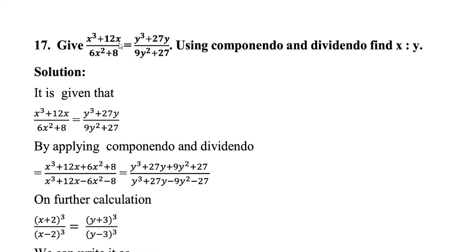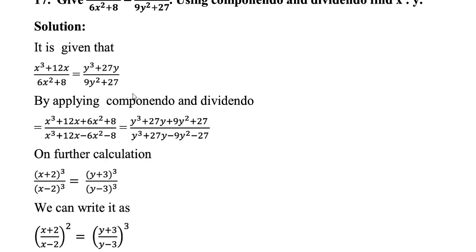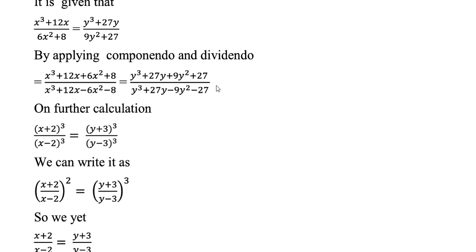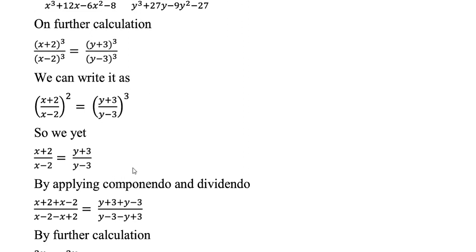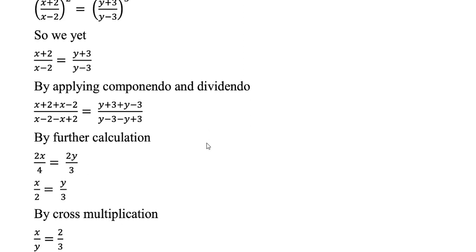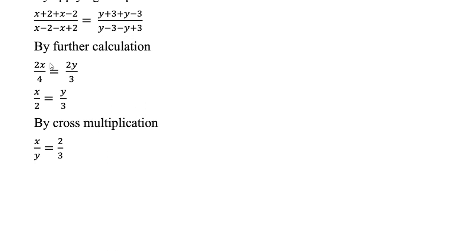Given x cube plus 12x divided by 6x square plus 8 is equal to y cube plus 27y divided by 9y square plus 27. Using componendo and dividendo, find x is to y. So first I will write the equation. After that applying the componendo and dividendo. After that further calculation of a few steps. Again applying the componendo and dividendo. After that again cross multiplication. You will get x by y is equal to 2 by 3.